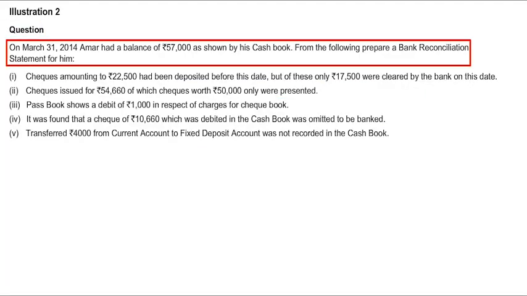Another question in BRS. On March 31, 2014, Amar had a balance of 57,000 as shown by his cash book. Now, when nothing is mentioned, you will assume it is a normal balance. From the following, prepare a bank reconciliation statement for him. These are the reconciliation items.